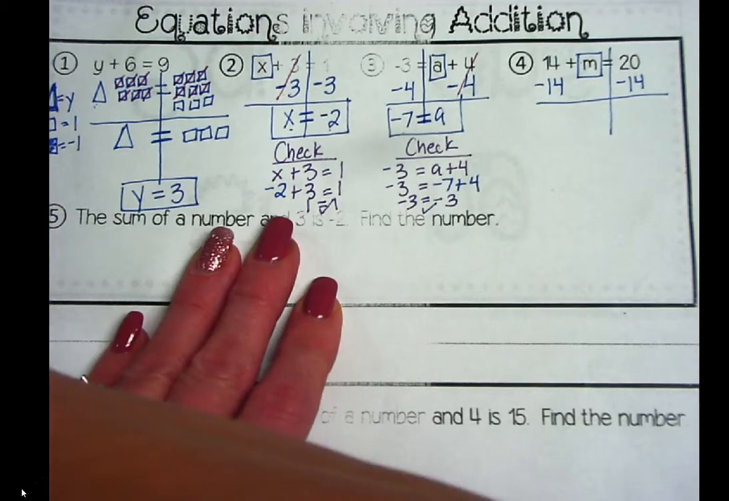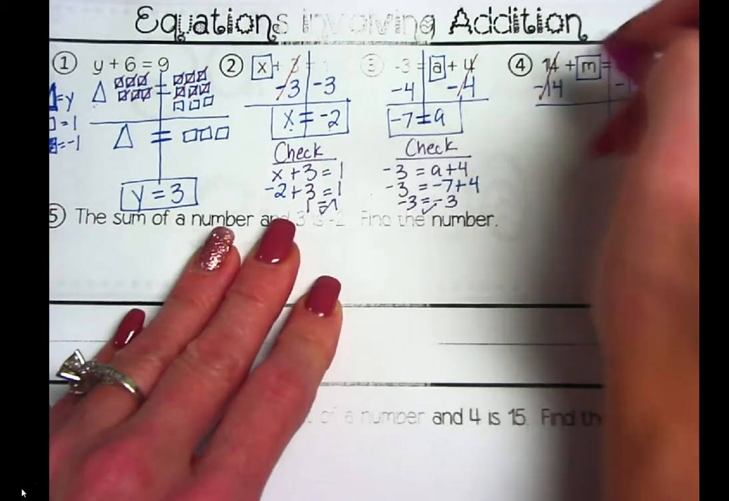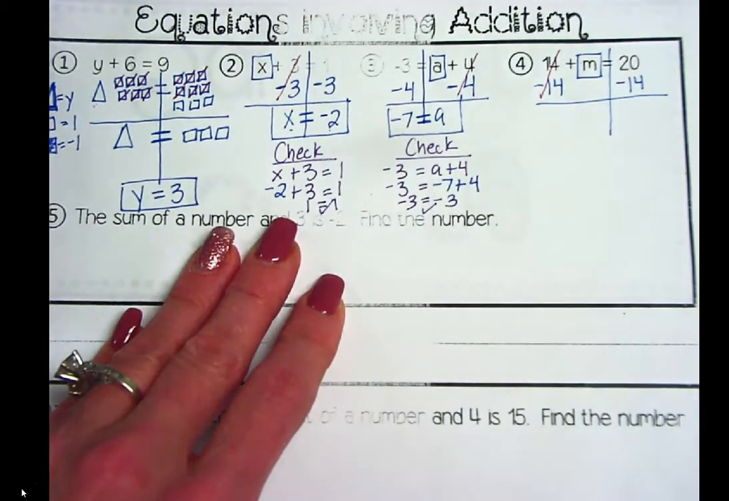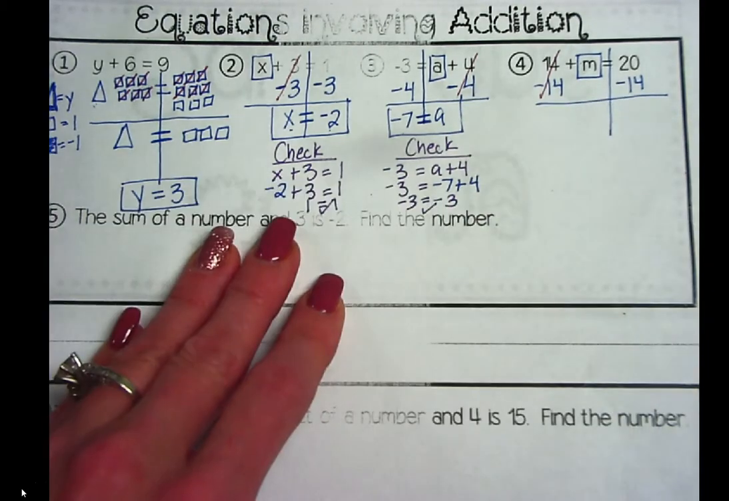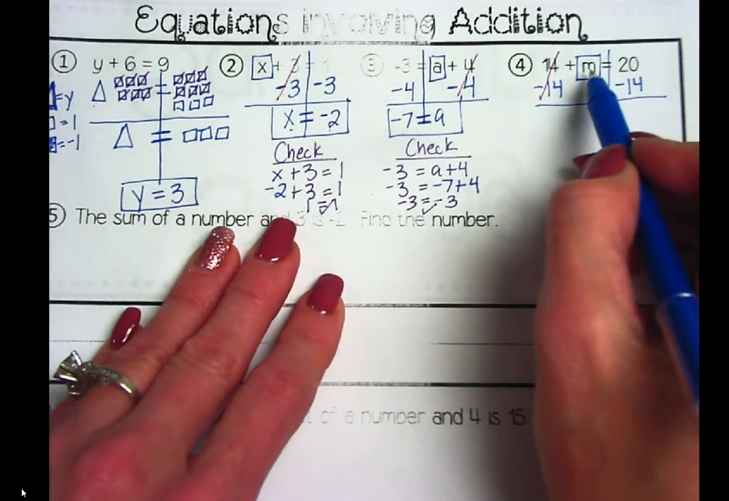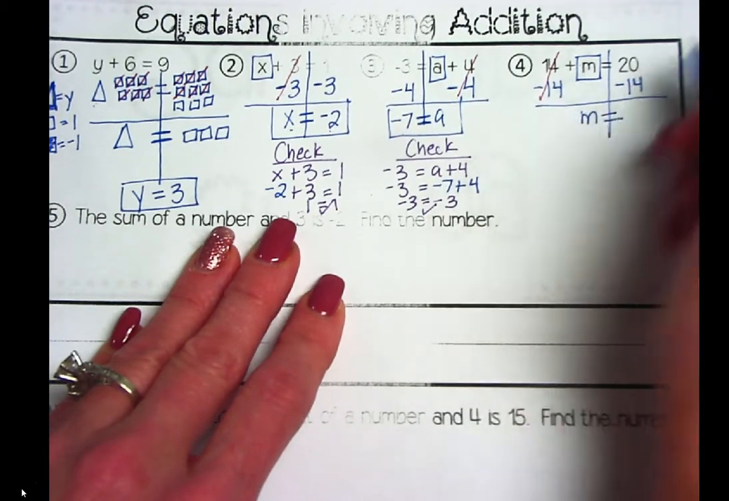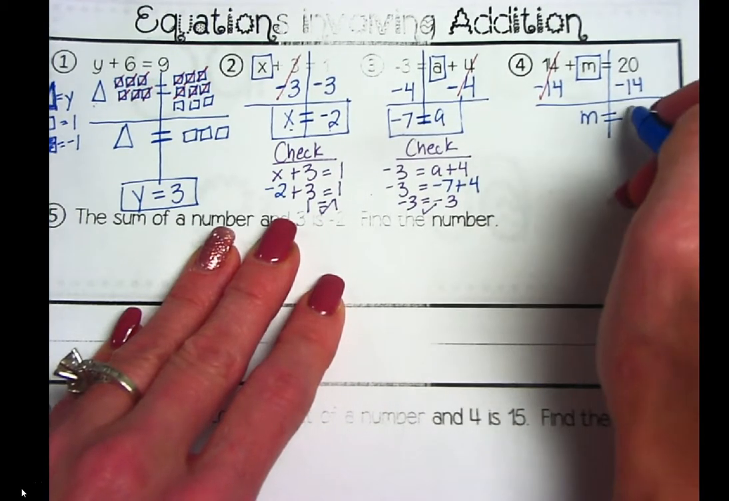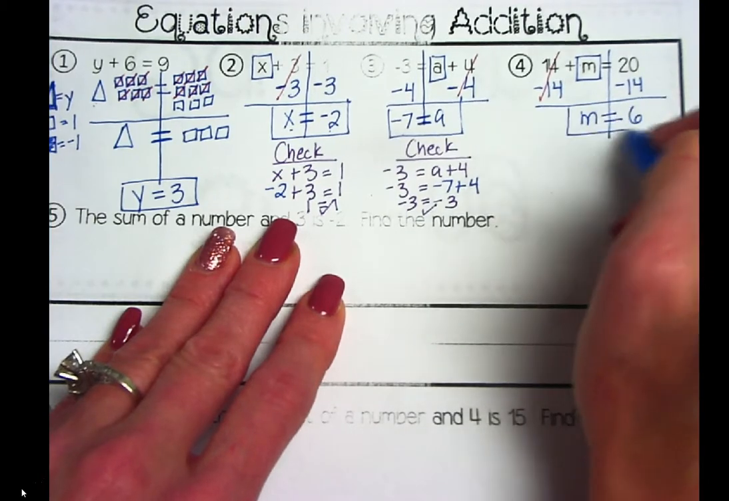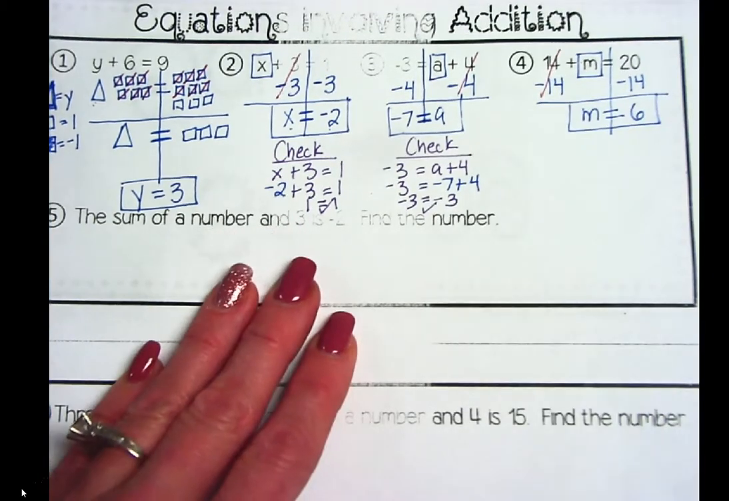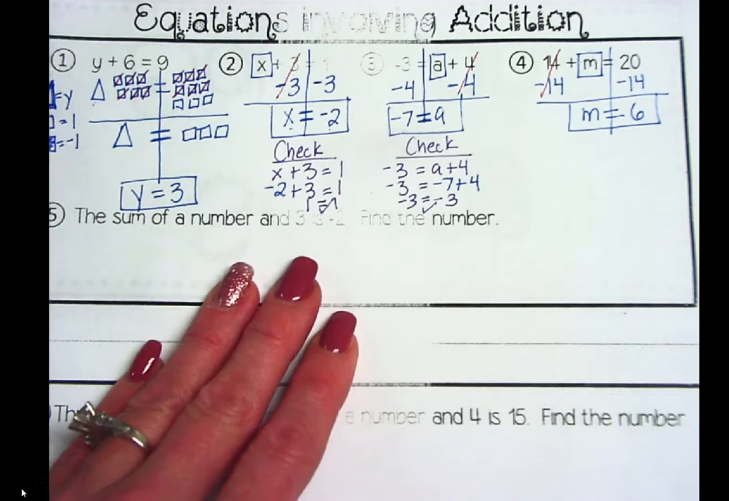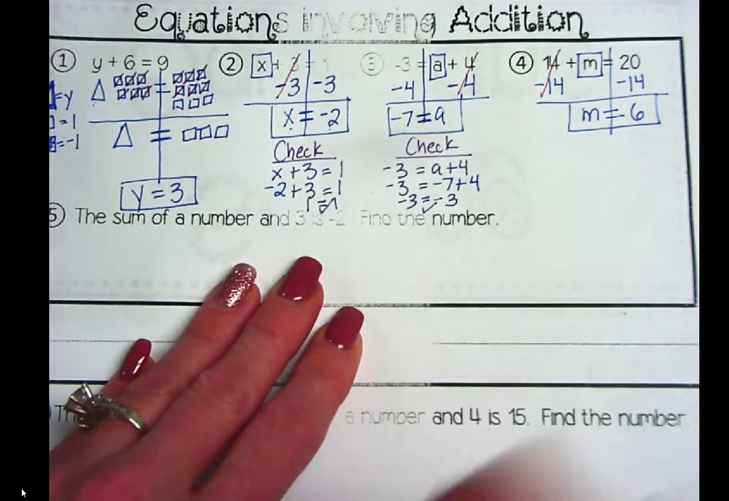When I do that, the 14 goes away because I took it away from the left. And I also took it away from the right. What I have left over here is my variable. And then 20 minus 14 is 6. Yep, now we're going to check it.